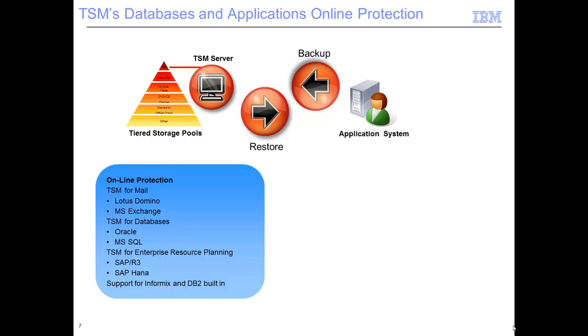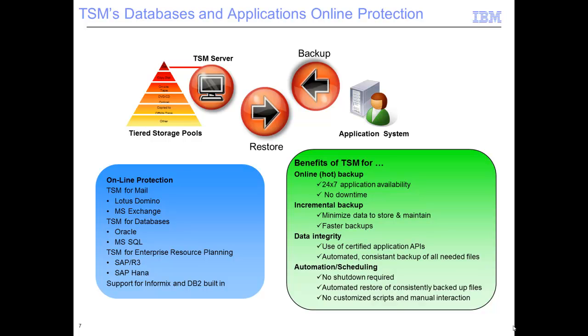So what we have is we have our TSM for databases, our TSM for mail, our TSM for enterprise resource planning. We have these additional products, licenses, that do an online backup of the individual database or application. We work hand in hand with the database vendor or the application vendor to make sure that we're backing up their product as they requested. So we utilize their interfaces and their calls and then send that data to the Tivoli Storage Manager server for protection. So this is basically giving you online protection of your critical applications and databases.